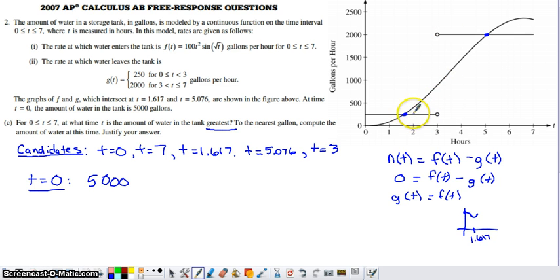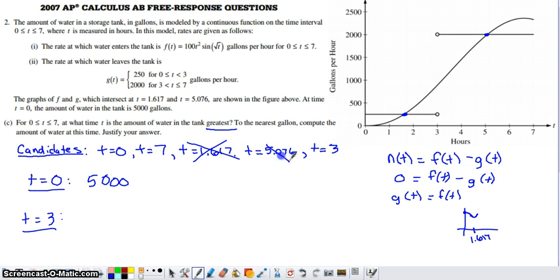g of t is below f of t between 1.617 and 3. So the amount of water that enters is bigger than the amount of water that leaves from this t-value to this t-value. So we are going to have to figure out what happens at t equals 3, and I guess I didn't really say why we're not going to consider this as a place for the max, but this graph should hopefully convince you why I'm not going to consider it. That's a place where the graph is going to bottom out, not a place where the graph is going to top off. Now at 3, we are going to have to figure out what happens there.